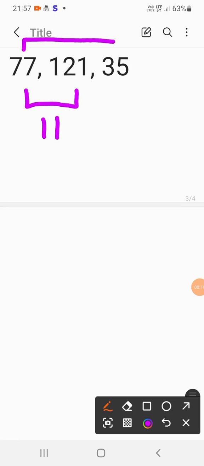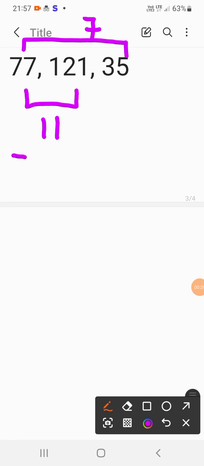Similarly, we have the next question, which is 77, 121 and 35. Now we will see the common prime number factors. So 77 and 121 have 11 as a common prime number factor, and 77 and 35 have 7 as a common prime number factor. So now we will divide these numbers by 11 and 7.